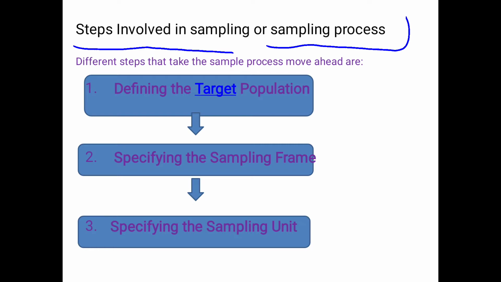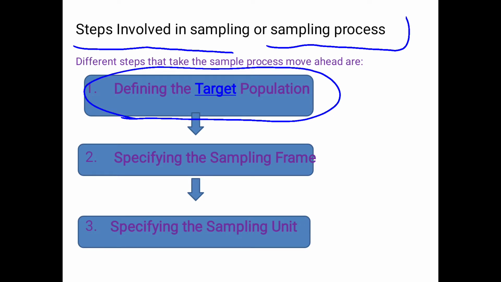So today let us see the main steps involved in sampling, or the process of sampling. The very first step involved in sampling is to define the target population. This is the first step of the sampling process: define the target population.